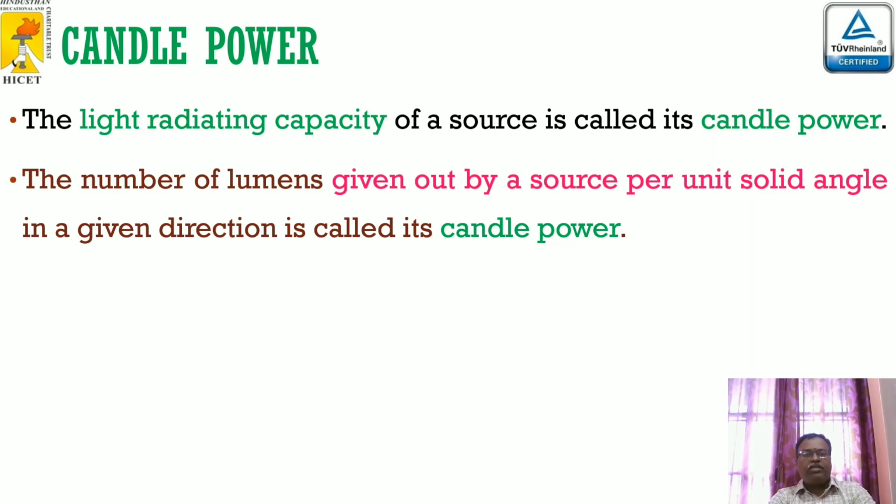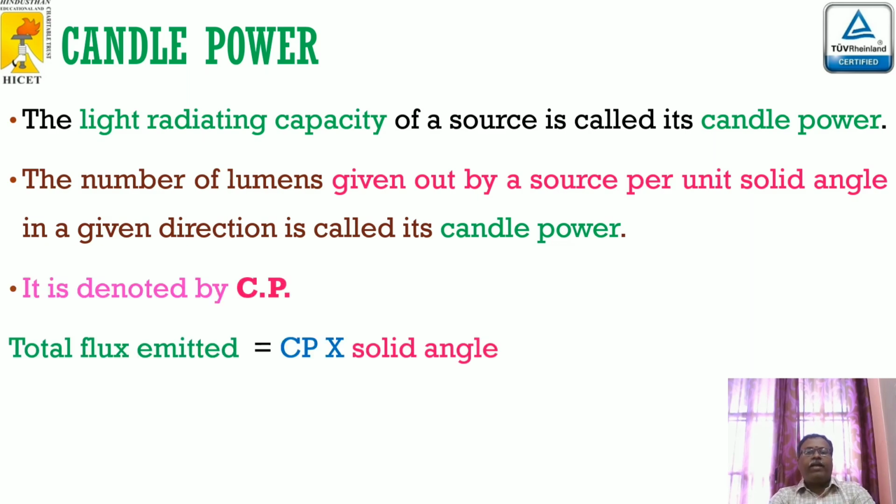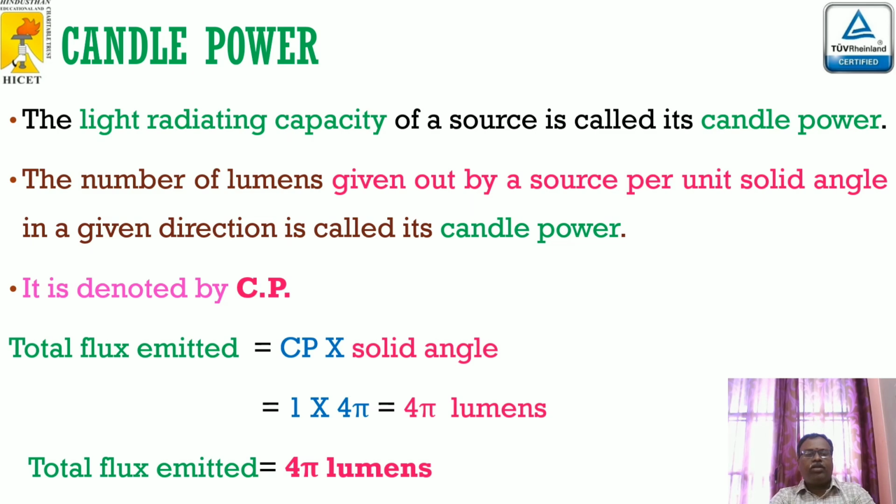The number of lumens given out by a source per unit solid angle in a given direction is called candle power, and it is denoted by CP. So how much flux is emitted per steradian? That is equal to 1 CP into the solid angle. Therefore 1 into 4π gives you 4π lumens. That is the total flux emitted. So we can state that the total flux emitted from a body is equal to 4π lumens.